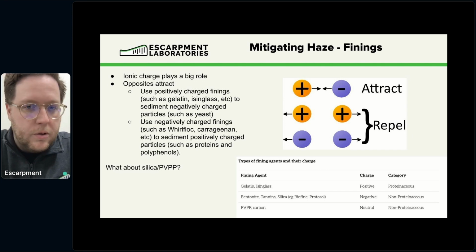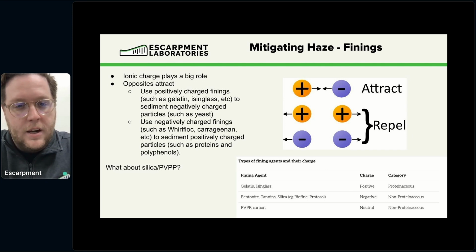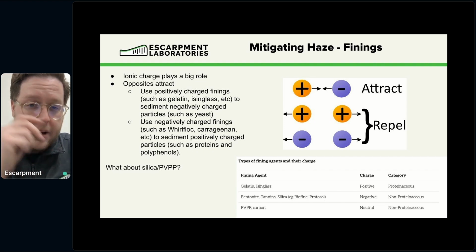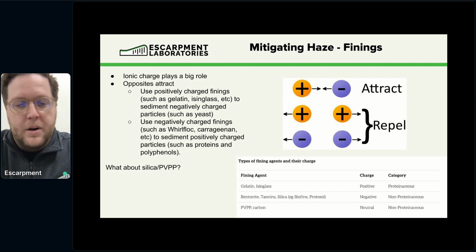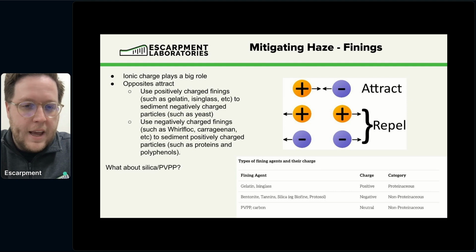So as an example, you can use a positively charged finding like gelatin or isinglass, neither of which is vegan, both of which are incredibly effective at sedimenting negatively charged particles like yeast. So if you have a yeast that's just not flocking, then those are the best findings to use to drop it out. On the other hand, you would use a negatively charged finding like whirlfloc, carrageenan, a lot of those types of products if you're trying to sediment positively charged particles. So your trub protein, for example, polyphenols, tannins, those are what's going to be effective for those.